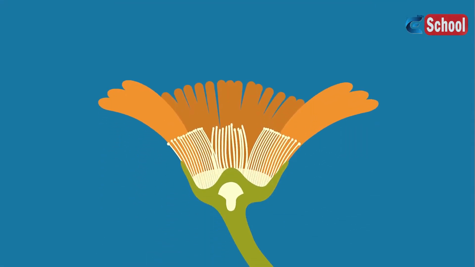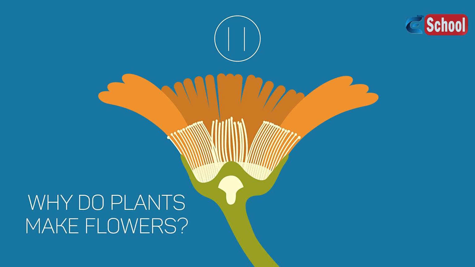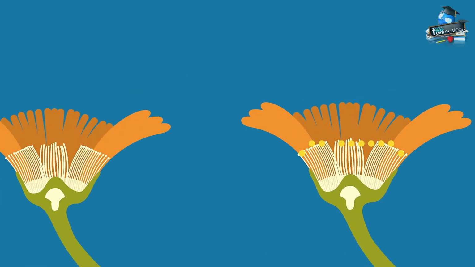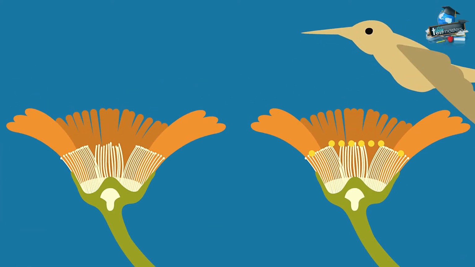The final plant part that we are going to learn about is the flower. Pause the video and try to think why plants make flowers. Now, not all plants do make flowers, but those that do use them for reproduction. Pollen is produced and this fertilizes the ovule. Pollen is transferred from one flower to another by pollinators, such as insects, or hummingbirds, or the wind.